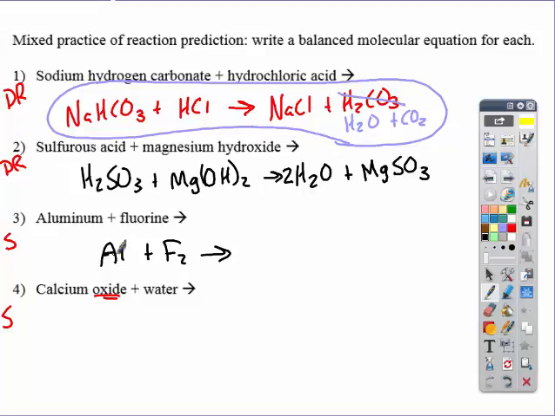So aluminum and fluorine should have been Al plus F2 because fluorine's diatomic. It's synthesis, and aluminum and fluorine go together like so.